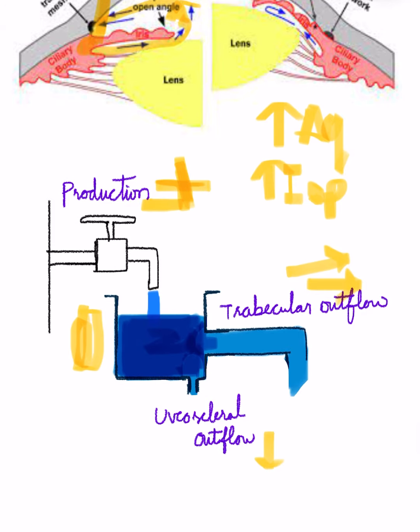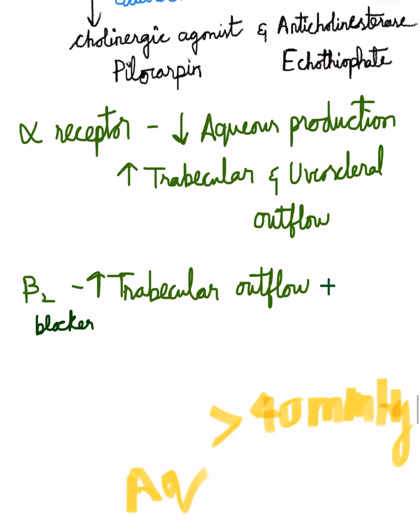When we are planning to decrease the production, we have three groups of drugs. This can be remembered as A, B and C. Here A stands for adrenergic agonist, B stands for beta blocker and C stands for calcium channel blocker. Let's see each of these.